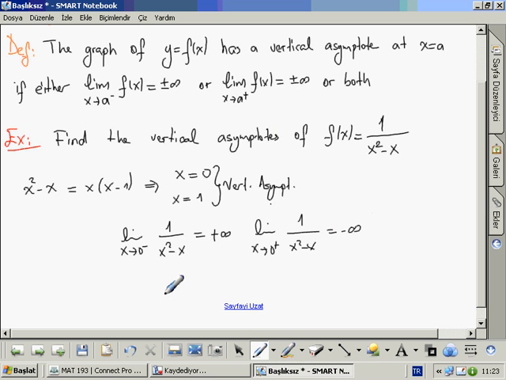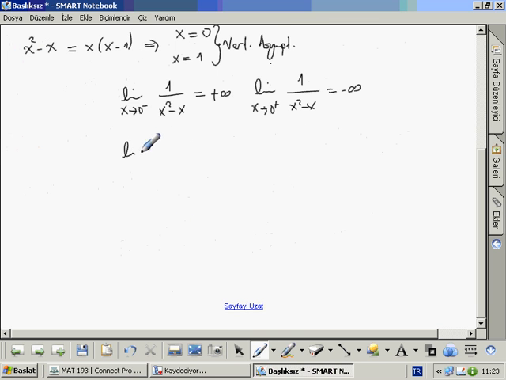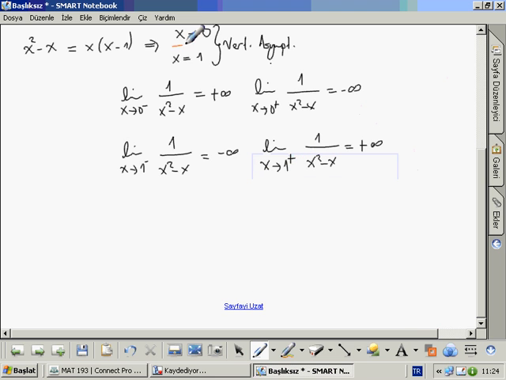As you see, x equals 0 is a vertical asymptote. Now another point: the limit as x approaches 1 from the left-hand side of 1 over x squared minus x is equal to minus infinity, and the limit as x approaches 1 from the right-hand side of 1 over x squared minus x is equal to plus infinity. So the x equals 0 and x equals 1 values are vertical asymptotes of the function.